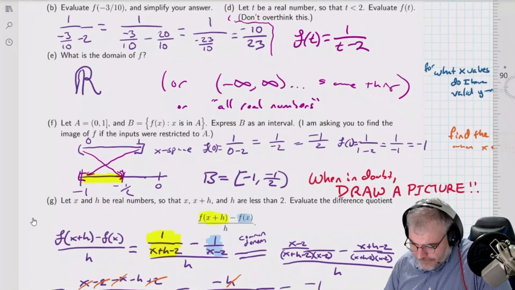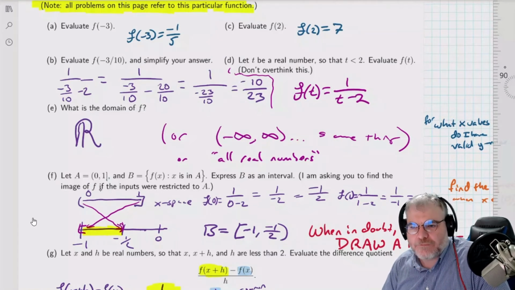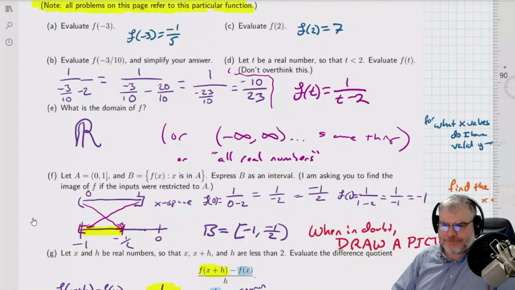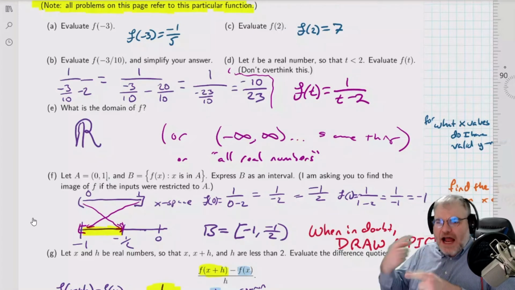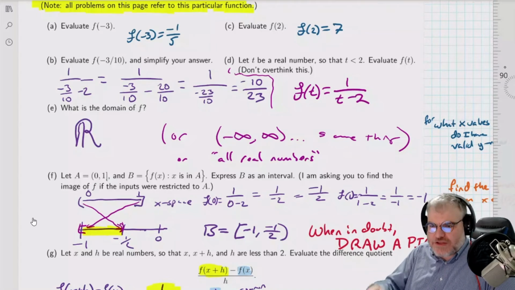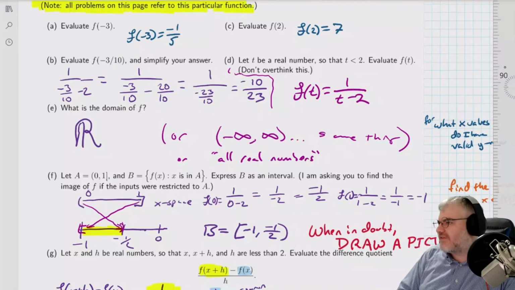Now, this question is asking what interval the y values are in. What is the range if the domain is 0, 1? 1 to 5, how do we feel about that? What part F is asking for is the y values associated with those x values. Yes, so the correct answer is -1 to -1/2, closed on the left, open on the right.